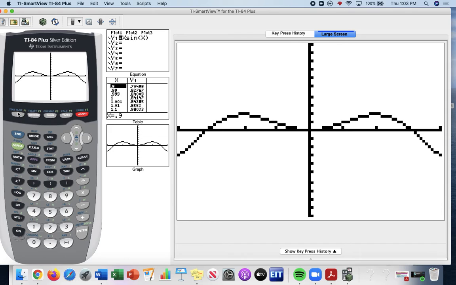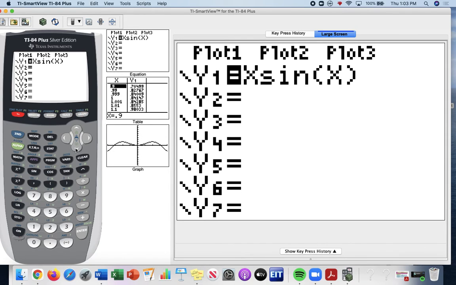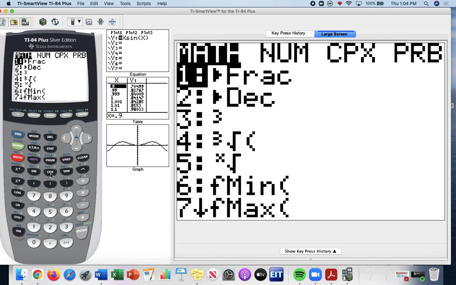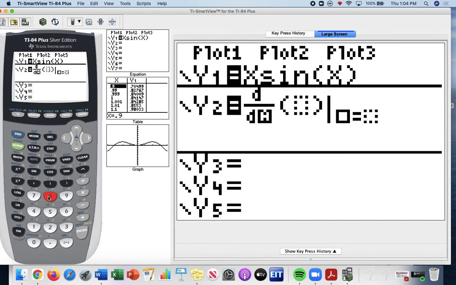Okay, so what I'm going to do is I want to look at the graph of the derivative of this entire graph at the same time. So we don't know how to graph this derivative yet, but I'm going to have the calculator do it. So we're going to go to math, and if you remember in the previous problem, it's going to be number 8. So we're going to take the derivative with respect to x.